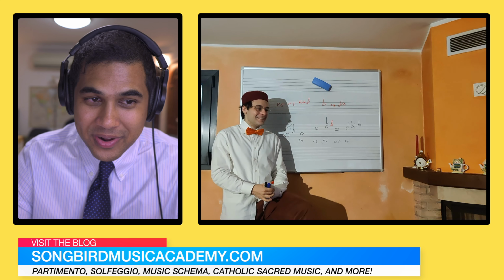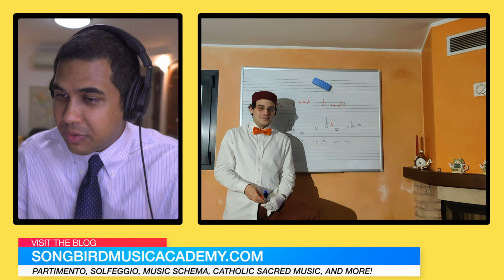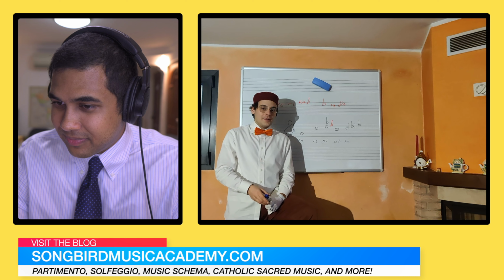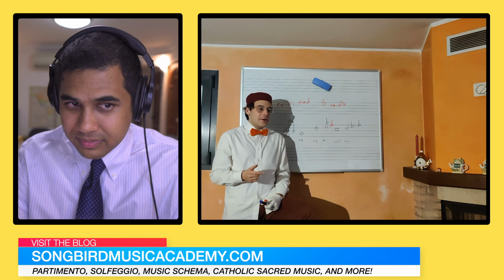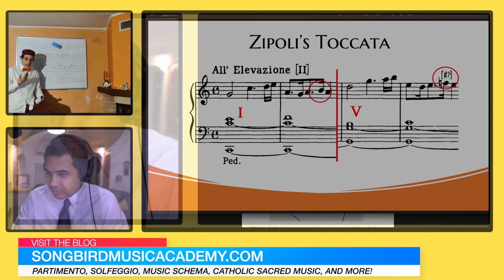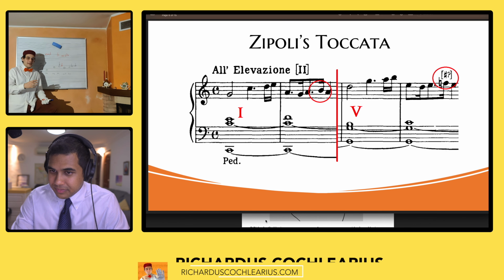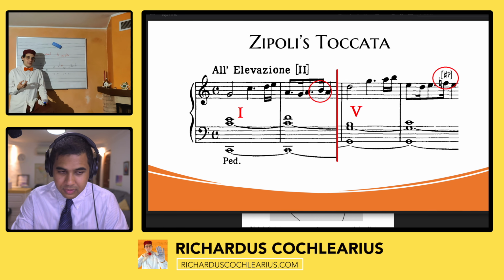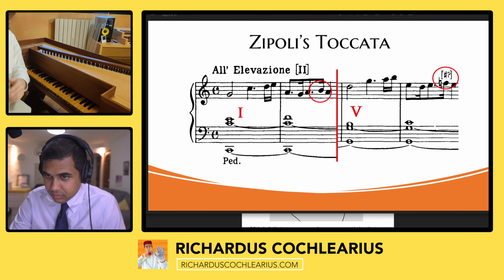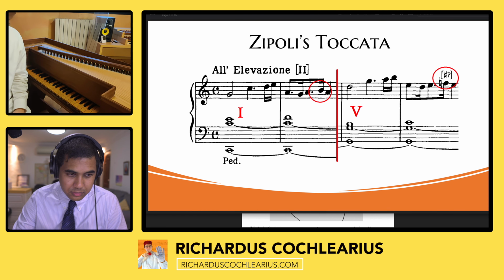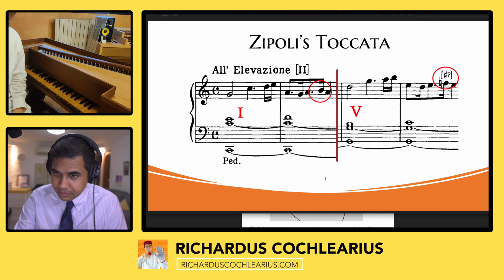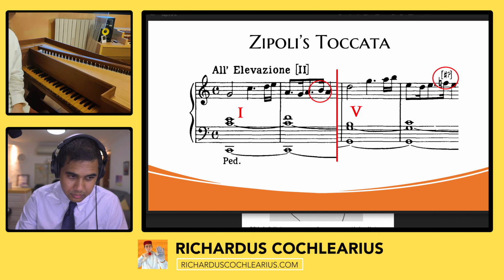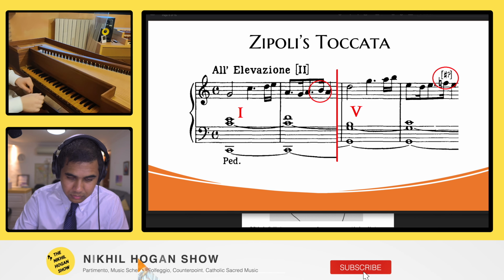Okay, so now, shall we talk about Zipoli's Toccata? Right. This is a really interesting example of how knowing solmization can help us find the right interpretation, in this case for an organist, of two different signatures in this toccata. So this is an example of a toccata all'elevazione by Zipoli. We find at the beginning of the toccata the melody, now at play.